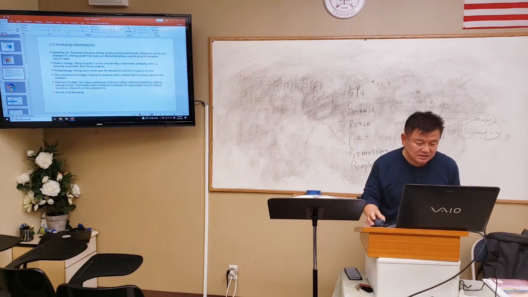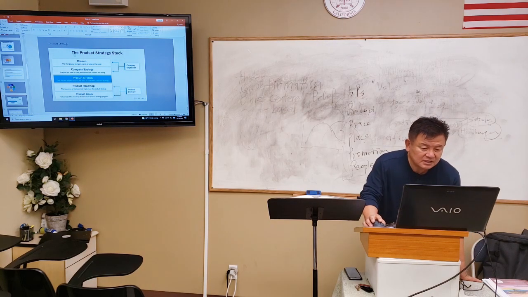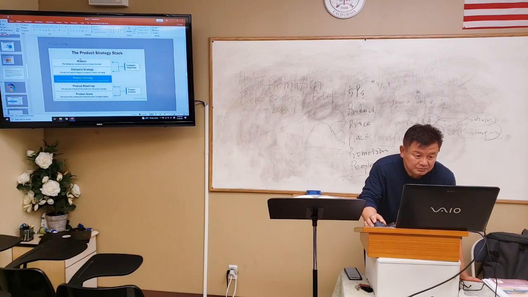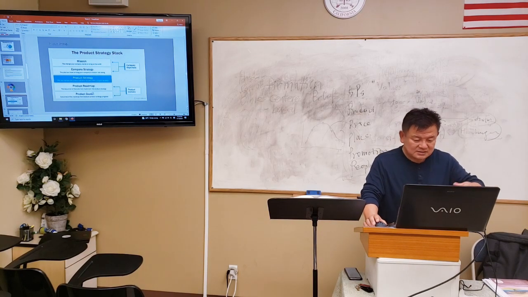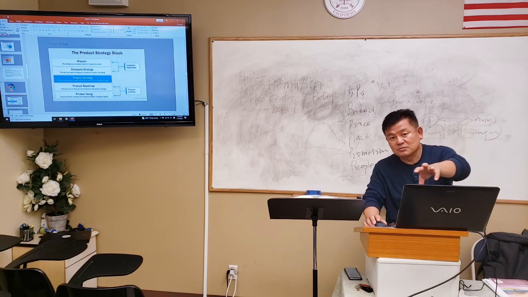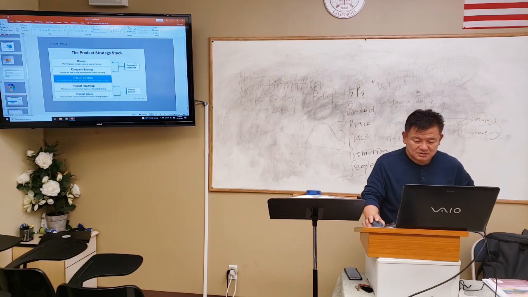So product strategy, by the textbook definition, is taking the good or service and selecting a brand name, packaging, colors, warranty, accessories, and service. This is product strategy. I'll show you the illustration. The product strategy stacks mission. The company has a mission and company strategy. This is for company objectives. But the product strategies relate to the product roadmap, as I said. Product goals are mostly related to quality, color, size, something like that. They are related to the product roadmap. So these two things, customers, company objectives, and product deliveries, are related to product strategies.